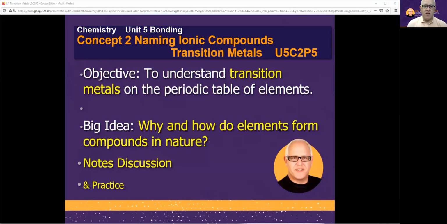So this is part of our unit on bonding. We are naming ionic compounds, and this is transition metals, Unit 5, Concept 2, Part 5. And our objective is to understand transition metals on the periodic table of elements. There's going to be 2 practice assignments when this is done. You're going to need some scrap paper to make sure that you can work through some of these formulas, but it should be pretty easy.